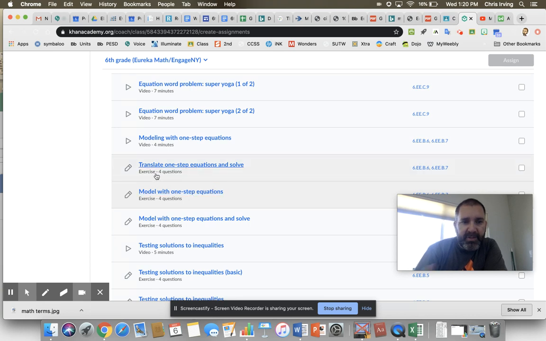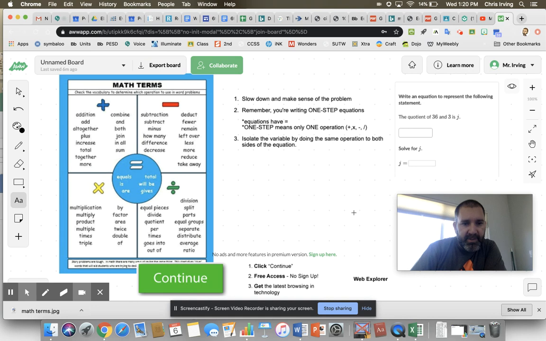All the exercise says is to translate one-step equations and solve, and then again model with one-step equations. Well, we've done a little bit of this in class, not a lot. So this will be new to some of the students here who may have just forgotten it in class. But basically, what the word translate means is write. We're writing one-step equations and we're solving them. So let me go to my whiteboard here. All right, and as you can see, I've got something set up.